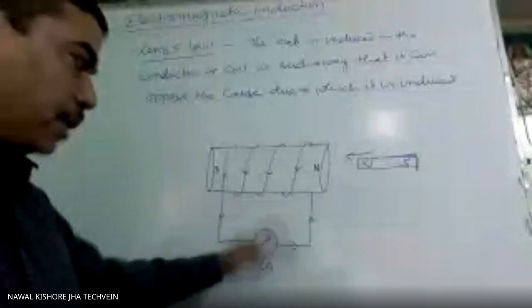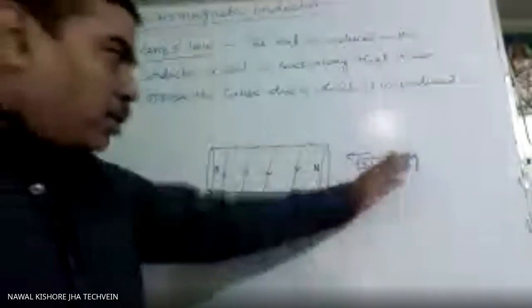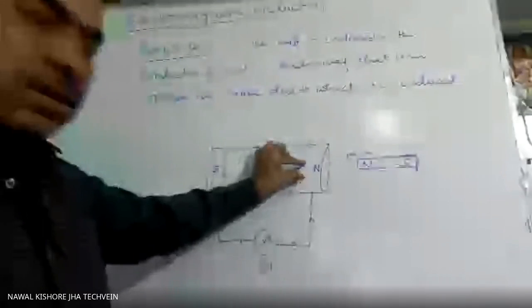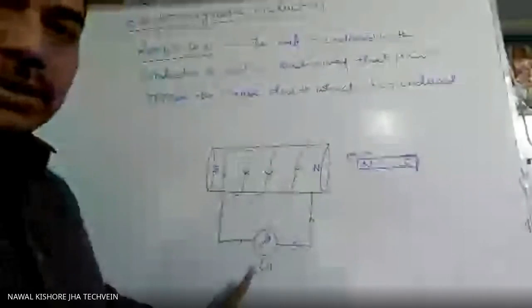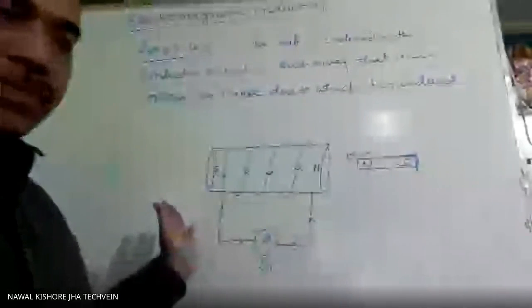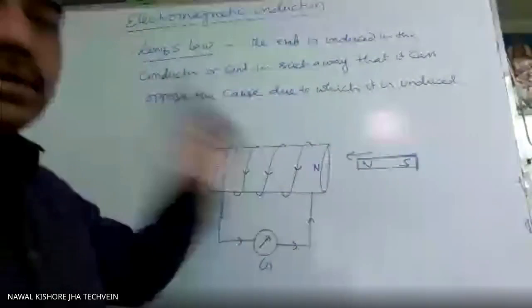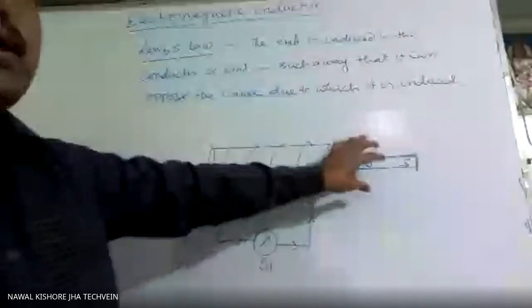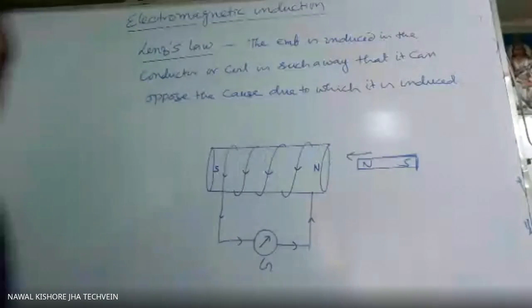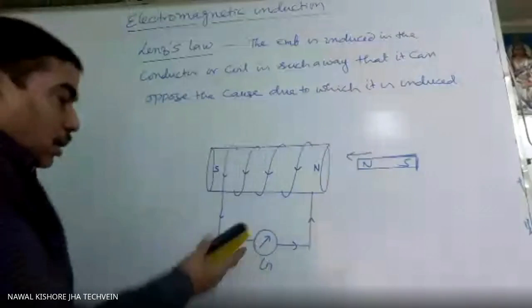So if you keep on moving this magnet here and there, like this left and right side, what will be? You will get the deflection sometime left, sometime right, sometime left, like that. When your magnet is approaching this side, deflection left. You keep it here, no deflection. Move it back, deflection the other way. So this deflection will continue till there is relative motion.